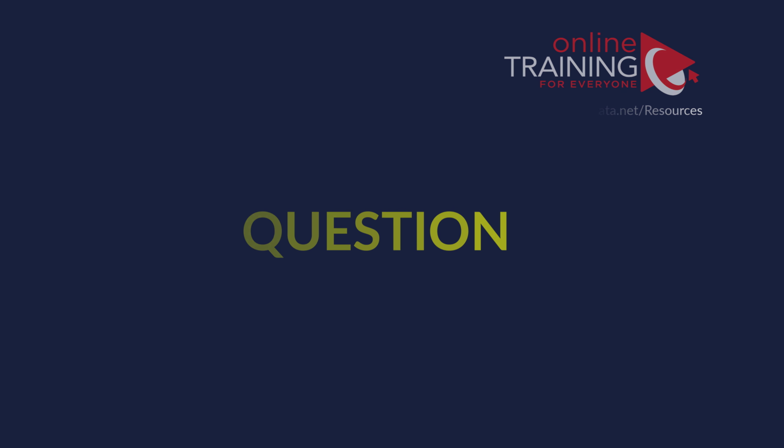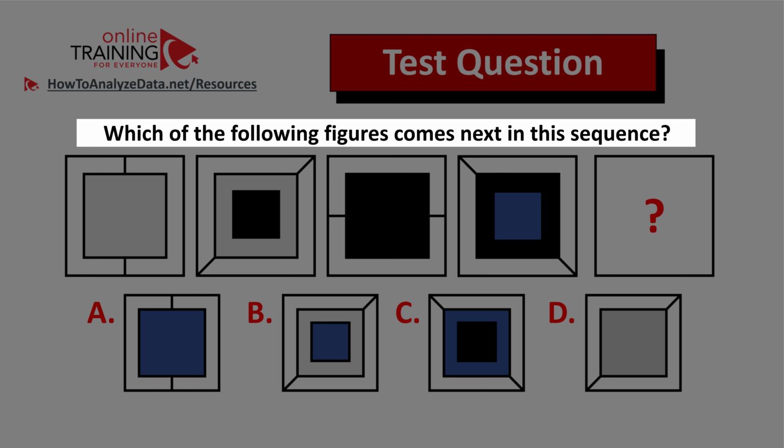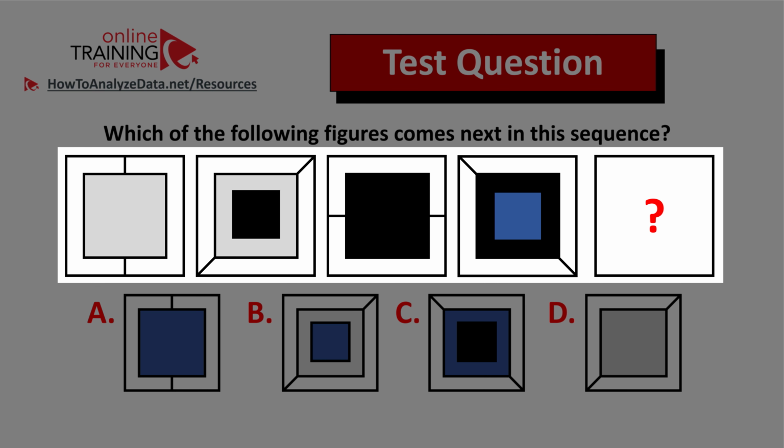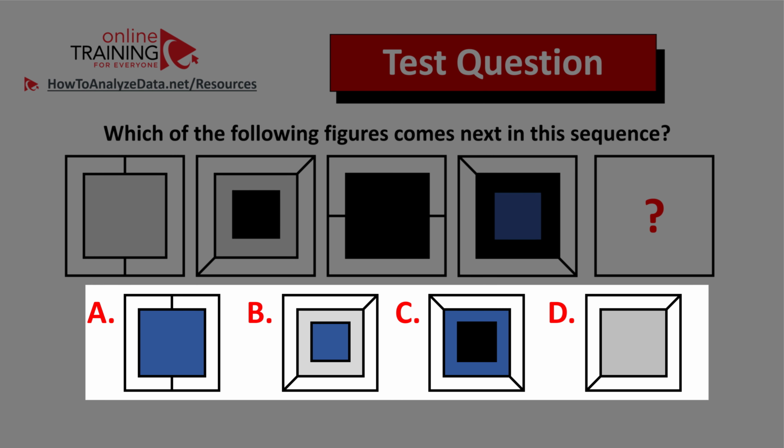Let me share with you a tricky question from the test. I have confidence, though, that you might figure out the answer. Here's the question. Which of the following figures comes next in the sequence? And you're presented with the sequence of 5 figures, and figure number 5 is missing. You have 4 different choices to choose from. Choices A, B, C, and D.